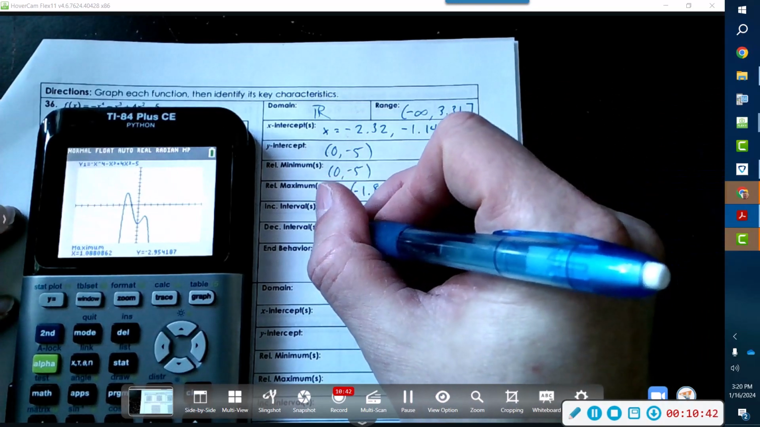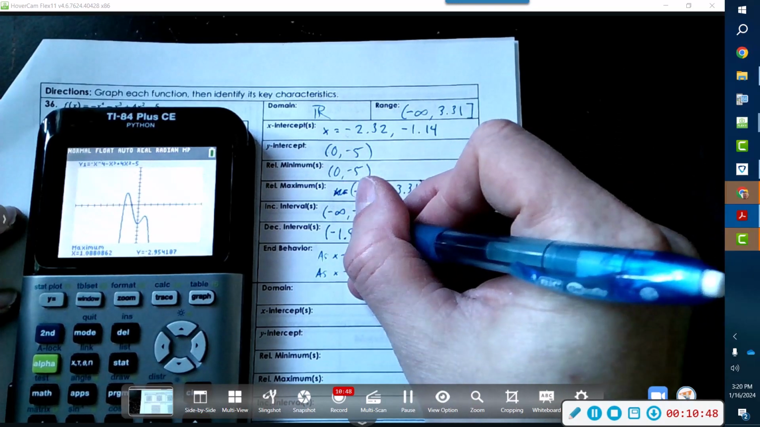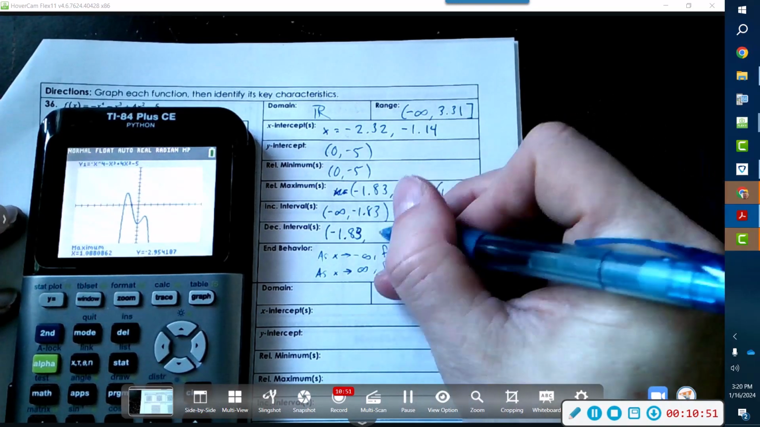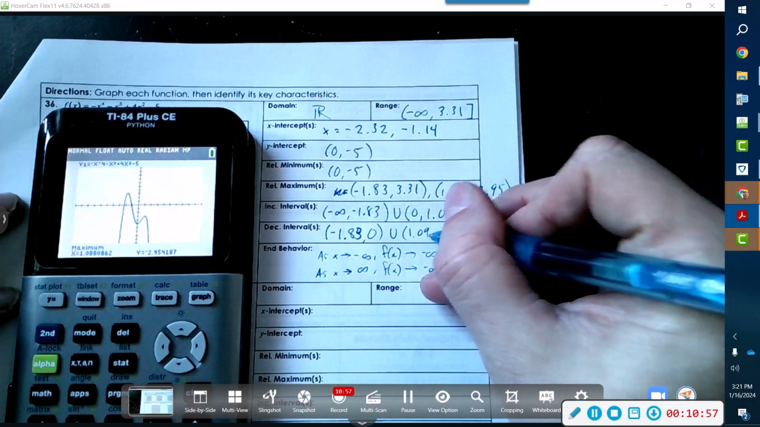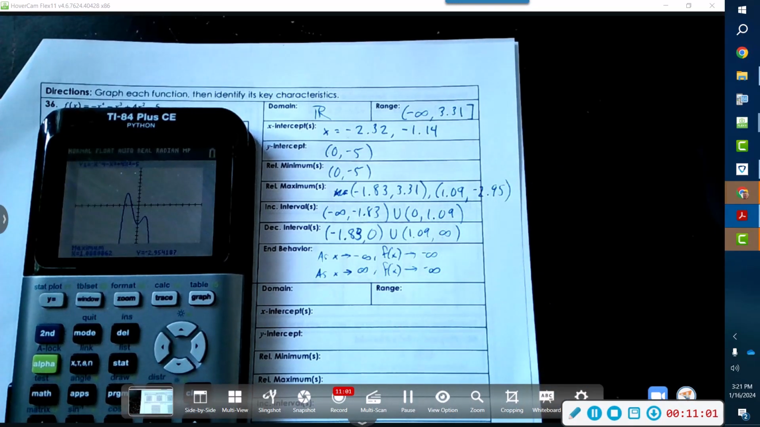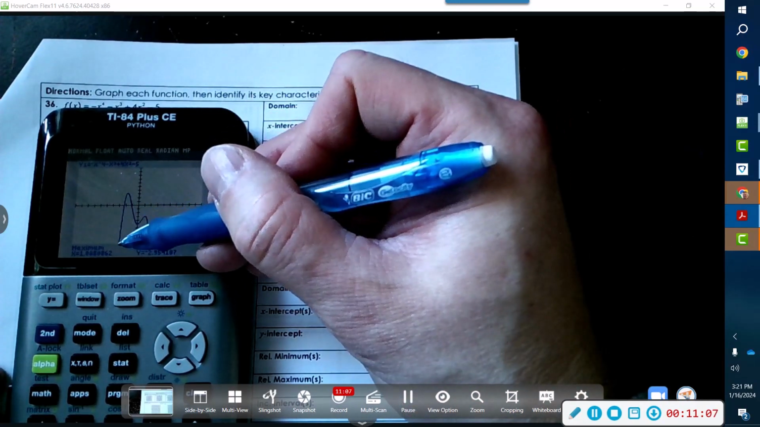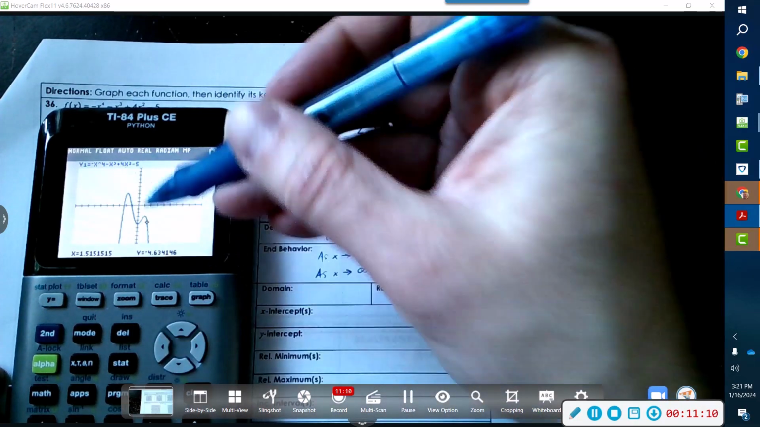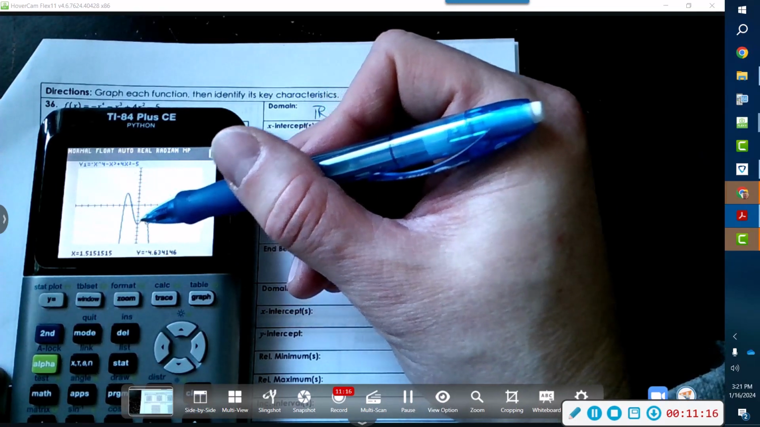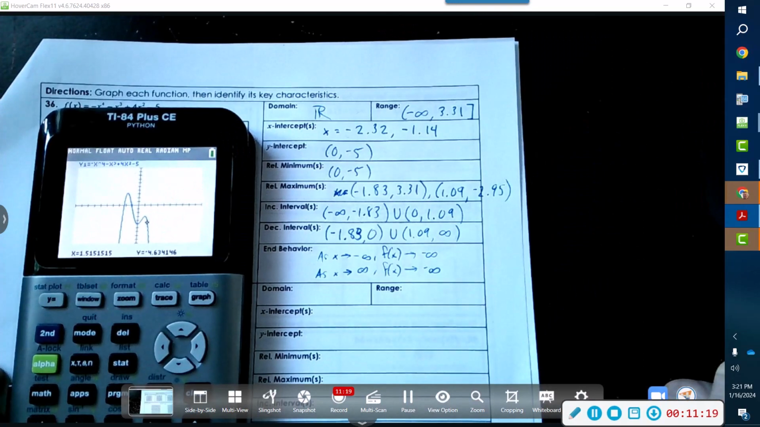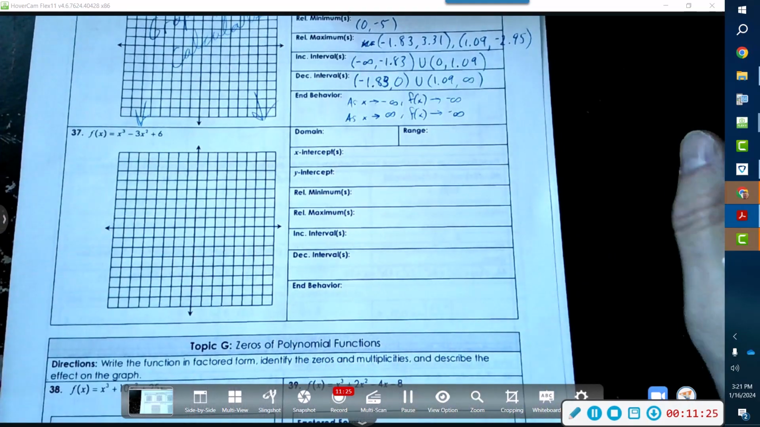Now, the decrease happens from negative 1.83 to 0. Then it decreases again when we get to 1.09, and it's going to decrease all the way to infinity. Now, you might be thinking, this is decreasing, that's decreasing, but remember, we read this like we're moving left or right. So this is increasing, decrease, increase, decrease. All right, that's the nutshell for this one. And so we're going to do the same thing for the other one. Let's just go ahead and separate this in another video.